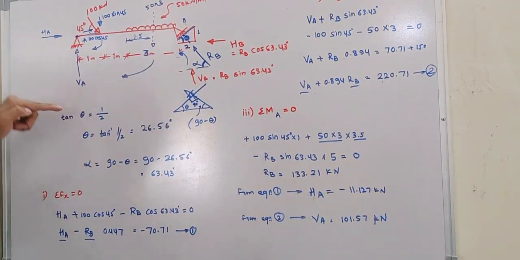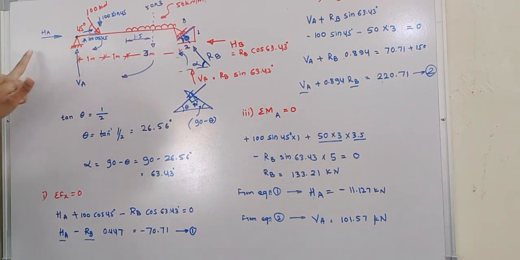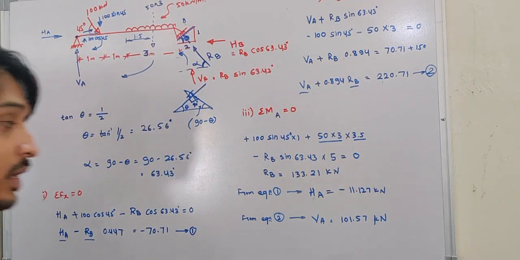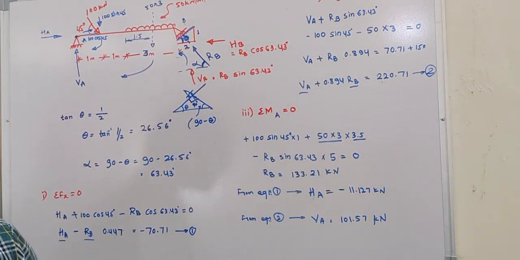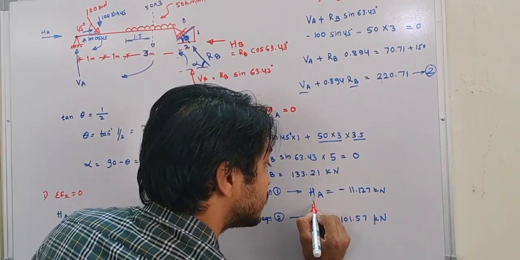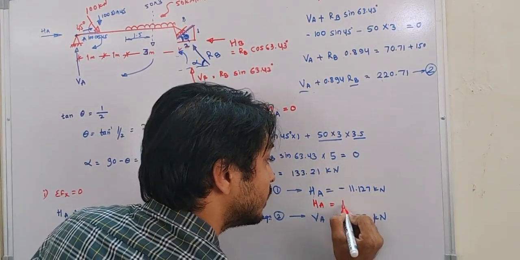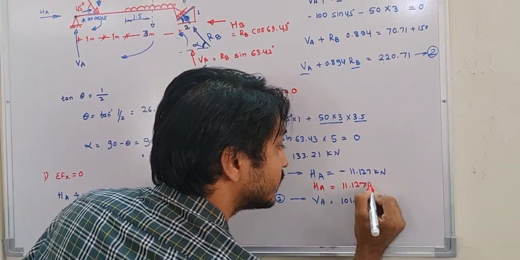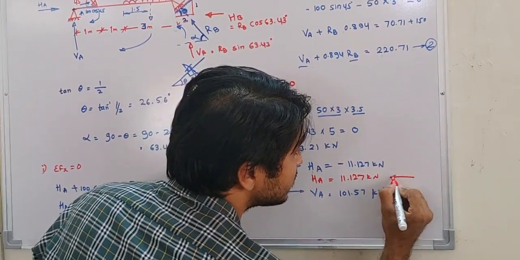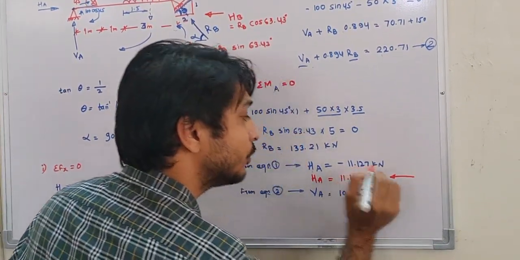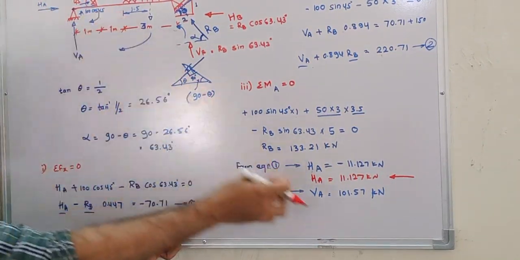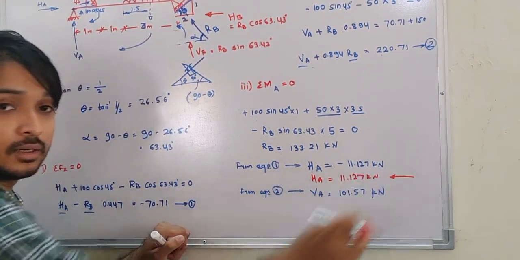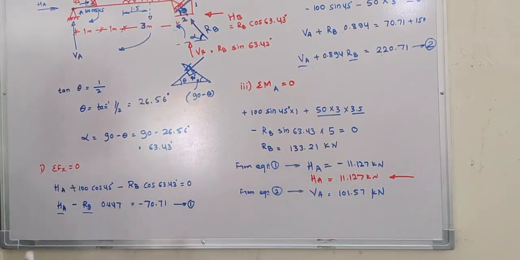We have assumed HA in which direction? This direction, right? So it is wrong. Whatever we assumed is wrong, but the answer is correct only. So it means HA is equal to 11.127 kilonewton, but it is acting in this direction. We assumed initially it is acting to the right side, but actually it is acting in the opposite direction. Reaction is there on the left side.